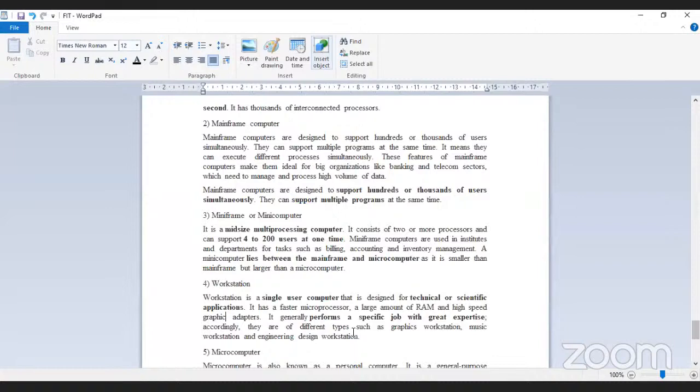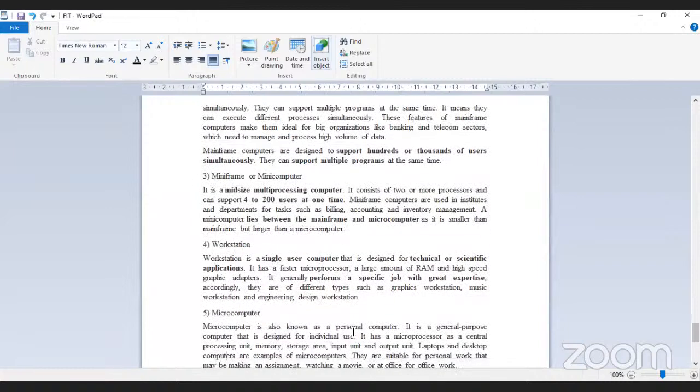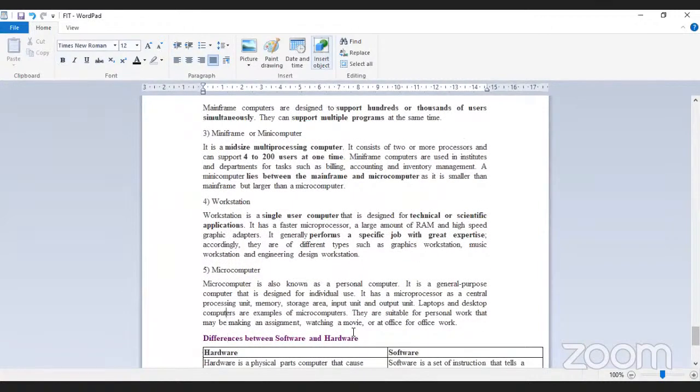Okay, next. Microcomputer. It is also a personal computer. Here we can expect large memory and large specifications. Understand? Here there are only limitations of specifications. Okay, this is about microcomputer.